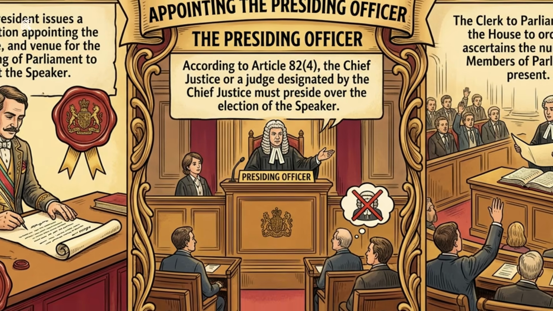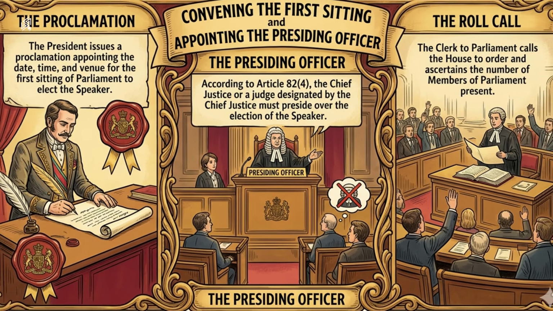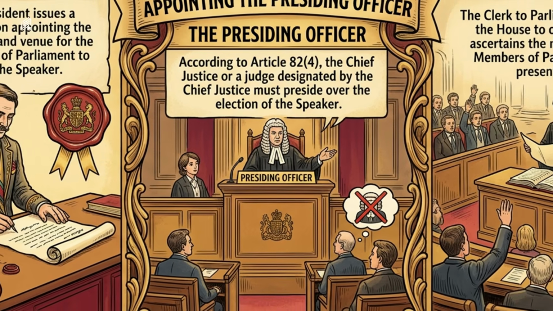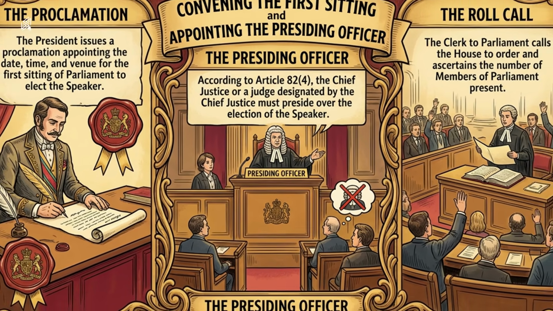Step 1 is convening the first sitting and appointing the presiding officer. The President issues a proclamation appointing the date, time, and venue for the first sitting of Parliament to elect the Speaker. The presiding officer: unlike regular sessions, neither the Deputy Speaker nor any MP can preside over this election. According to Article 82(4), the Chief Justice or a judge designated by the Chief Justice must preside over the election of the Speaker. The roll call: the Clerk to Parliament calls the House to order and ascertains the number of members of Parliament present.